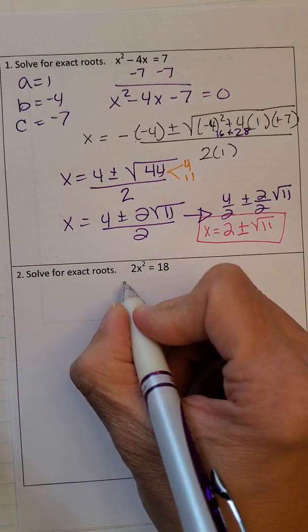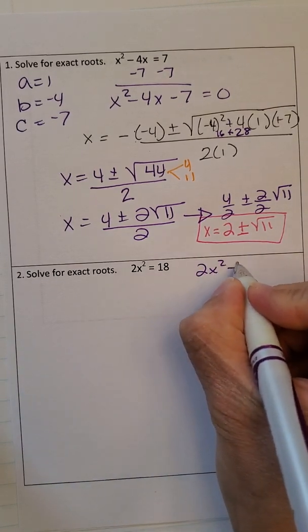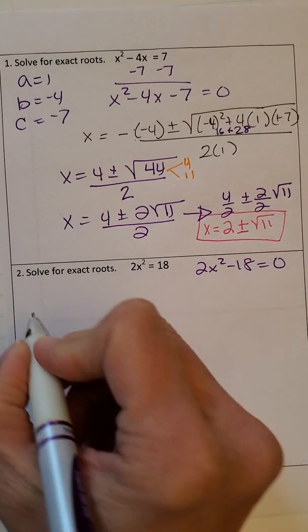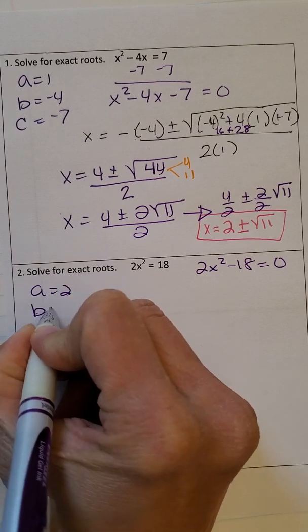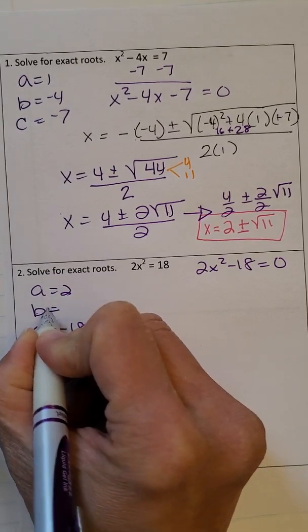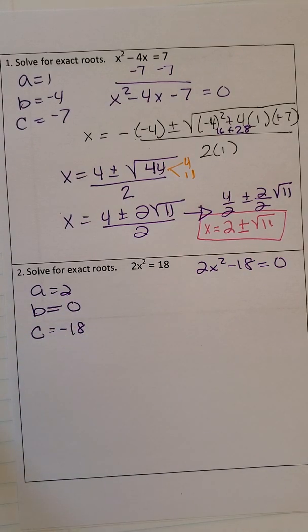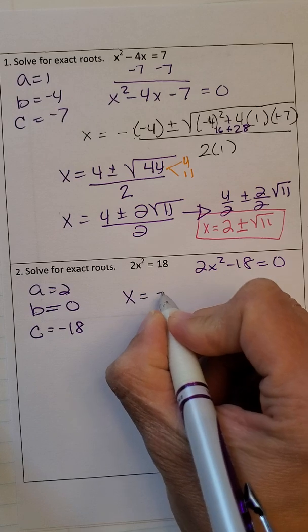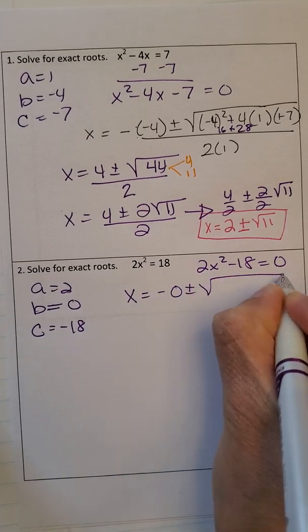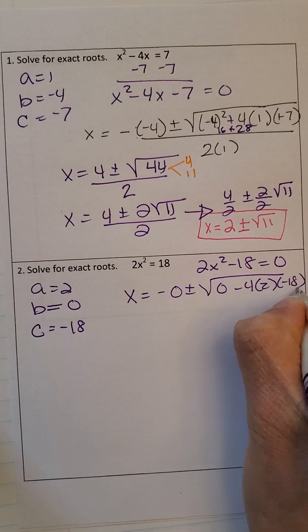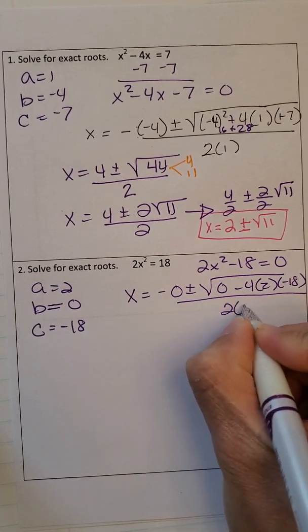Get it in standard form. So we're going to subtract 19 from both sides. That's a negative 18. My A is 2. What's my B if it's not there? Who remembers? It's 0. Hopefully you remember that. So x equals negative b plus or minus the square root of b squared minus 4ac all over 2a.